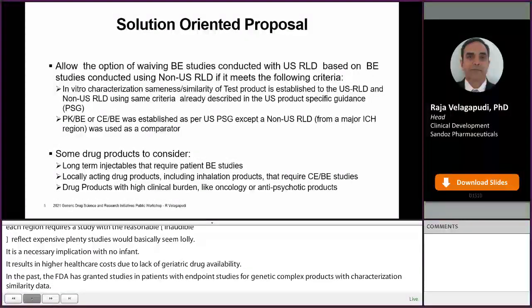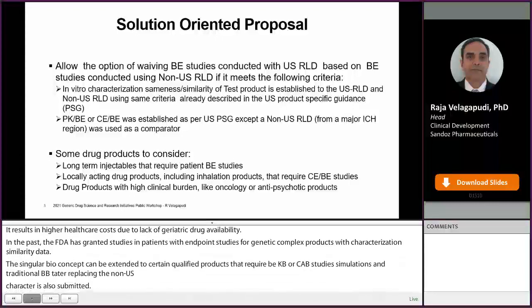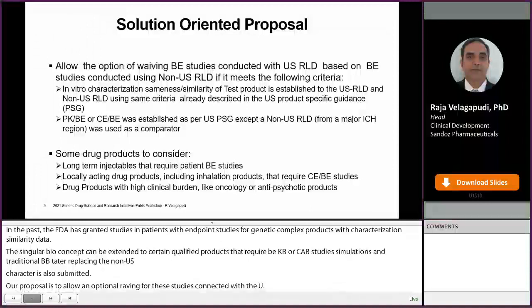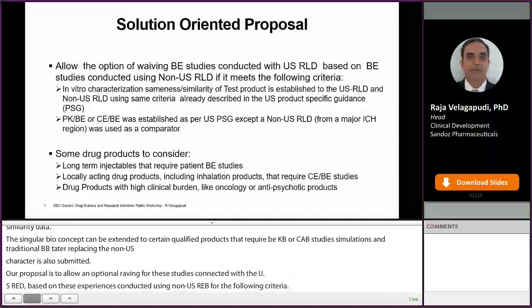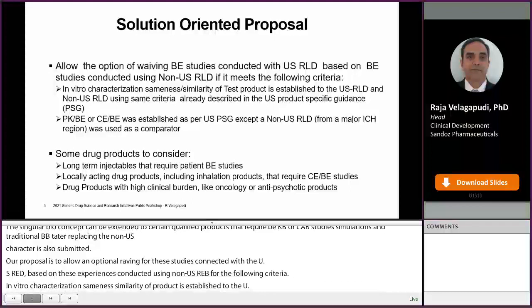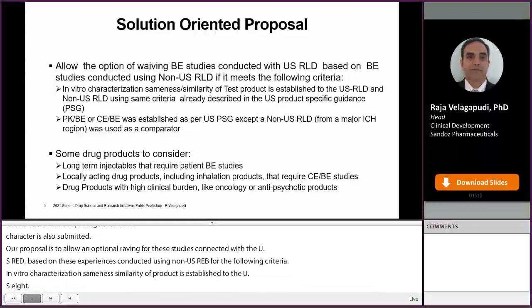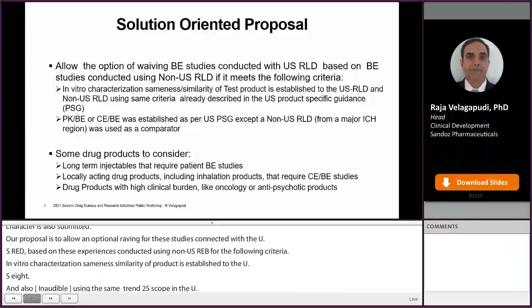Our proposal is to allow the option of waiving BE studies conducted with the US RLD based on BE studies conducted using non-US RLD if it meets the following criteria. In vitro characterization similarity of the test product is established to the US RLD and also the non-US RLD using the same criteria already described in the US product-specific guidance. In addition, PKBE or CEBE was established as per US product-specific guidance except a non-US RLD from a major ICH region was used as a comparator.